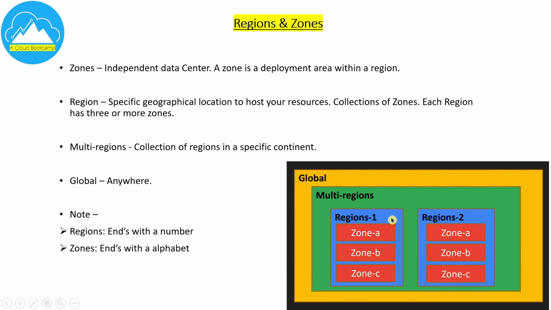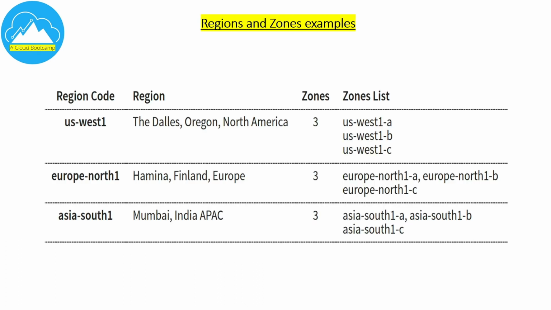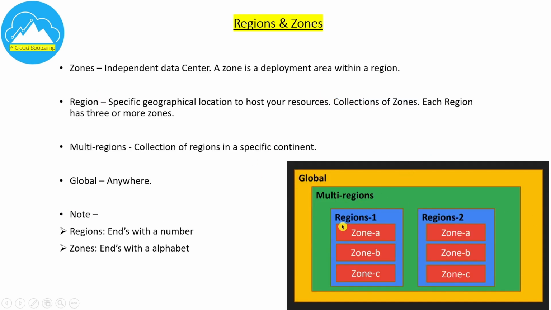Now let's talk about region. A region is nothing but a geographical location. As I mentioned previously, a collection of zones is a region. So in short, in GCP, every region will have 3 or more zones. In most cases, it's 3. So we have 3 zones inside a region, and a region is just a geographical location to host your resources.